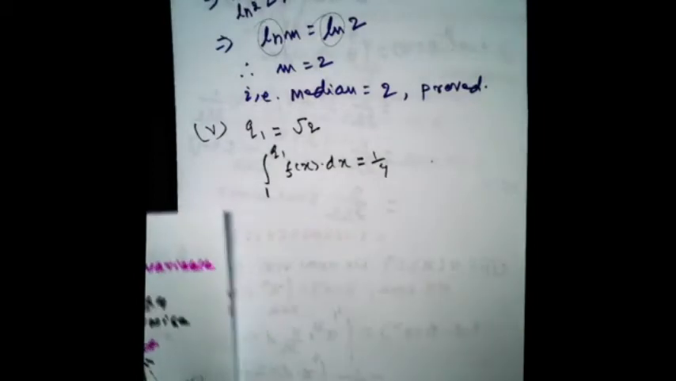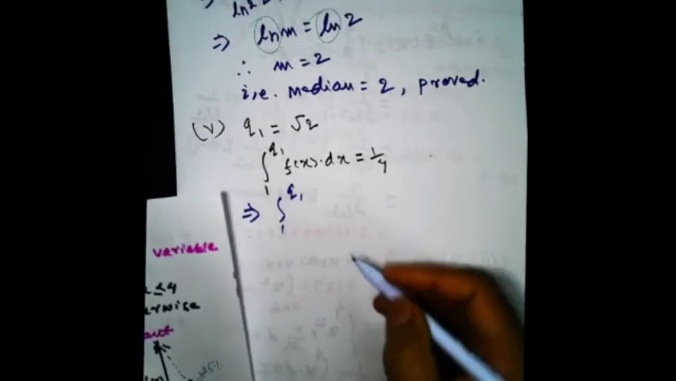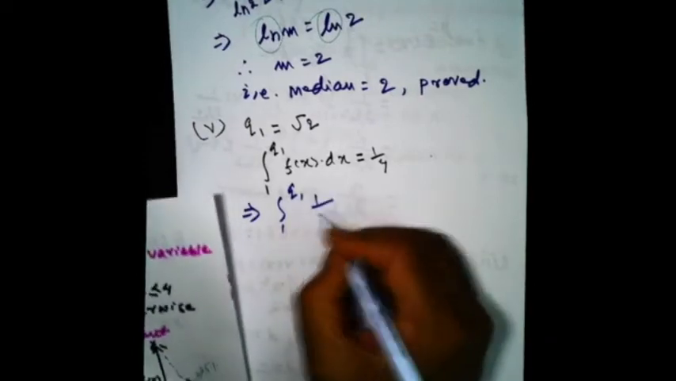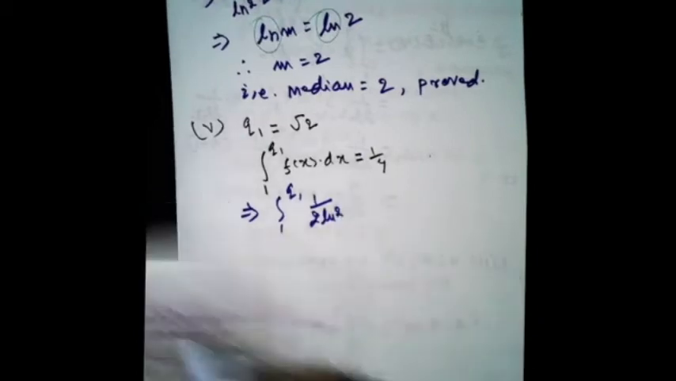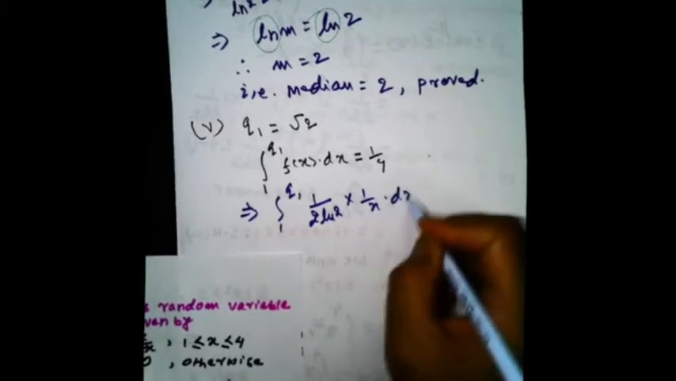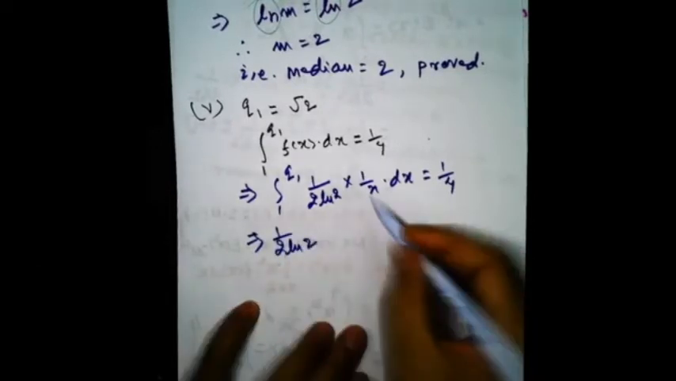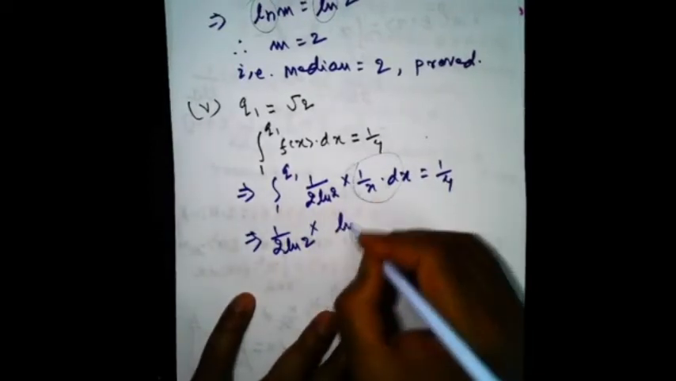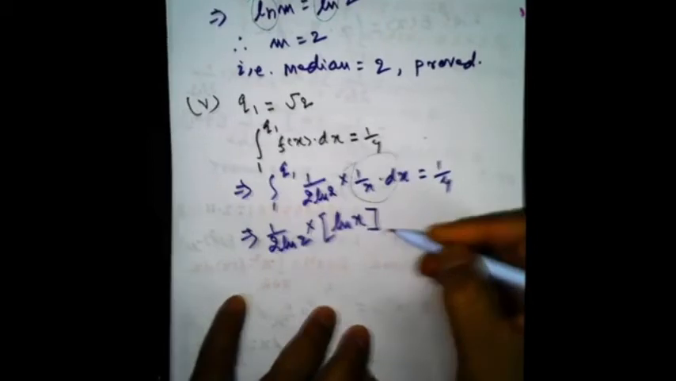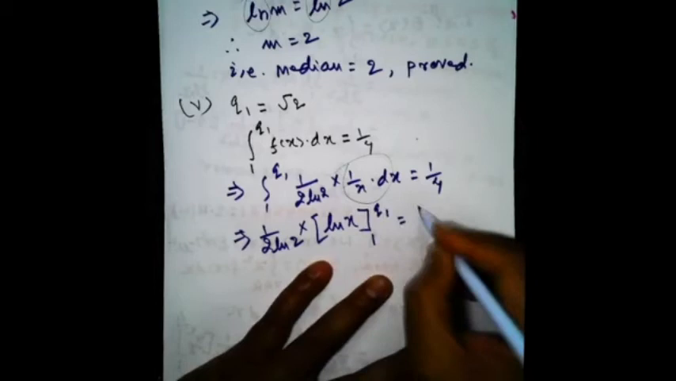Okay, after this step, this is 1 to q1, and again we have fx equal to k by x, where k is 1 by 2 ln 2. Then we are left with 1 by x dx, and that equals 1 by 4, so it is 1 by 2 ln 2, and then integration of 1 by x will be ln of x, but at this time the range of values of x will be from 1 to q1, and that is 1 by 4.